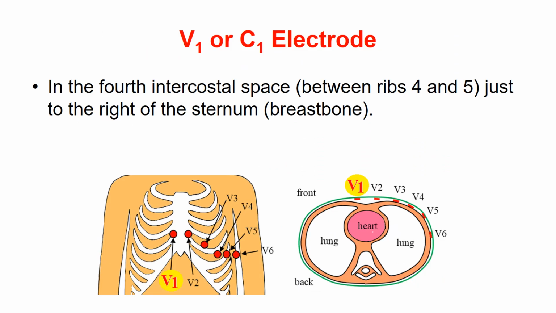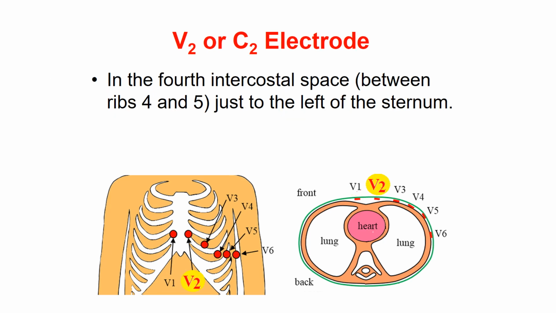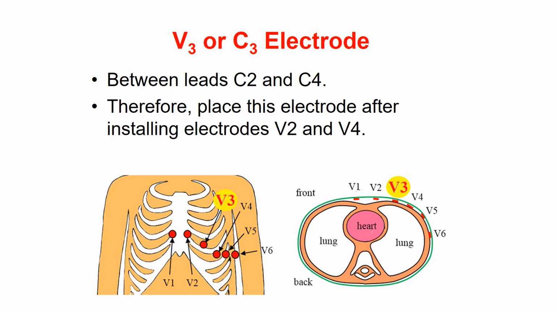V1, or C1, electrode. In the fourth intercostal space, between ribs 4 and 5, just to the right of the sternum, breastbone. V2, or C2, electrode. In the fourth intercostal space, between ribs 4 and 5, just to the left of the sternum. V3, or C3, electrode. Between leads C2 and C4. Therefore, place this electrode after installing electrodes V2 and V4.